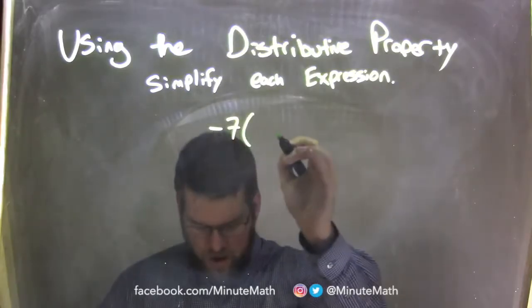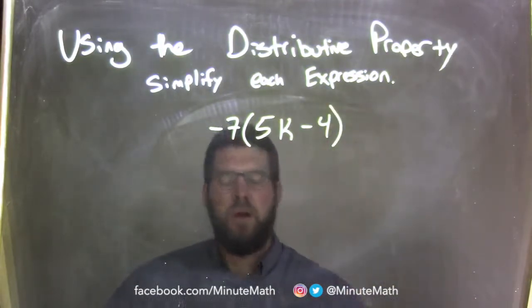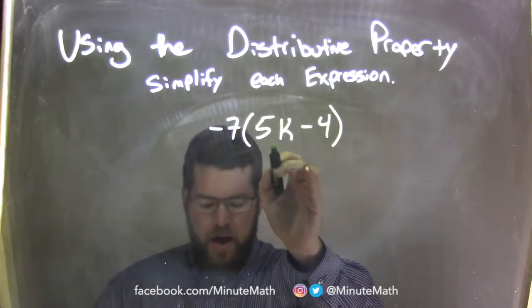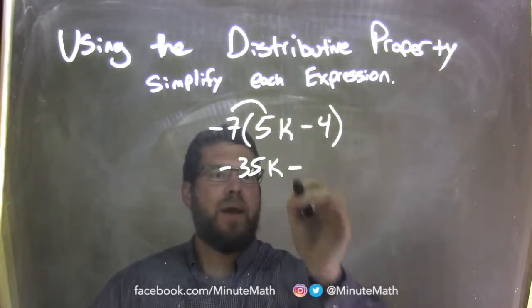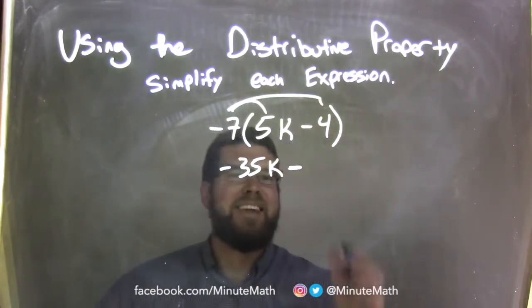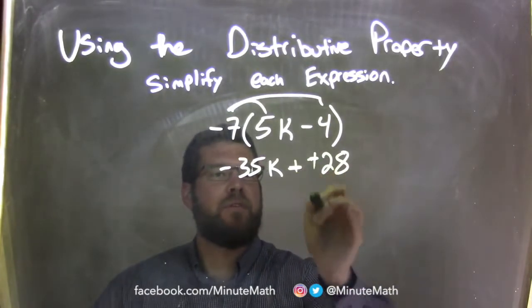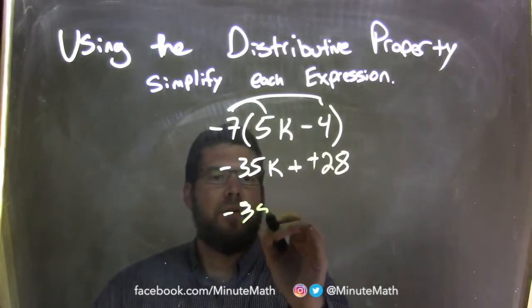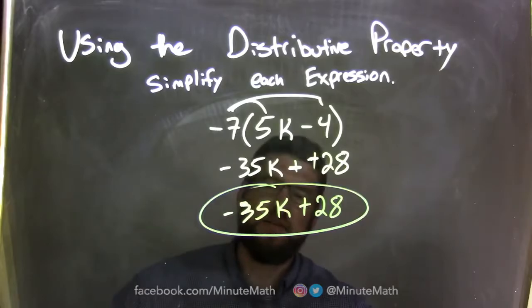Negative 7 times 5k minus 4. Well, I want to distribute that. So negative 7 times 5k, negative 7 times 5, okay, it comes out to be a negative 35k. We bring down the minus sign. So now we have negative 7 times positive 4 is negative 28. Well, subtracting a negative is the same thing as adding a positive. So let's make it look cleaner here. Negative 35k plus 28. That is our final answer. They are not like terms.